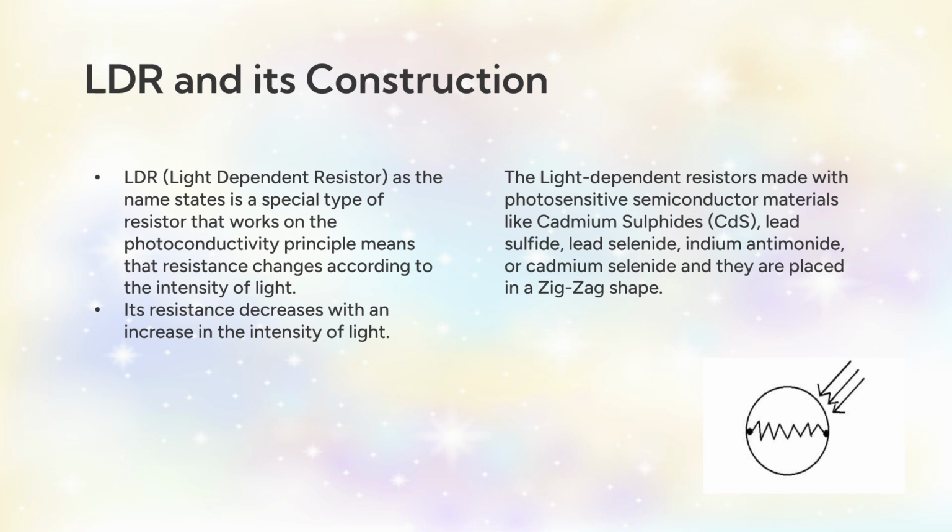So first let us talk about the construction of LDR. As we all know, LDR stands for light dependent resistor. It is a special type of resistor that works on the photoconductivity principle, meaning that resistance changes according to the intensity of light. Its resistance decreases with an increase in the intensity of light. These light-dependent resistors are made with photosensitive semiconductor materials like cadmium sulfide, lead sulfide, etc. And they are placed in a zigzag shape, as you can clearly see in this diagram.